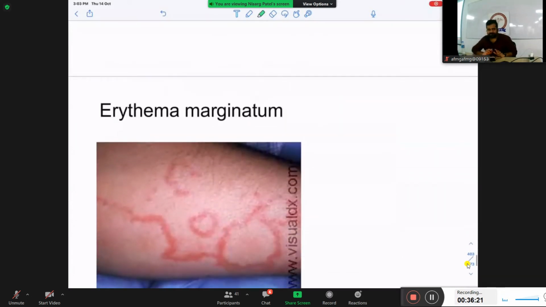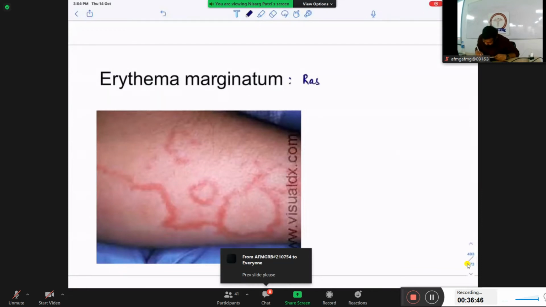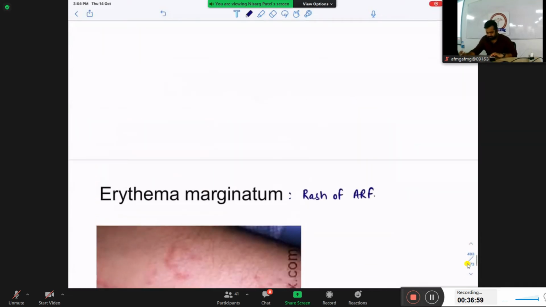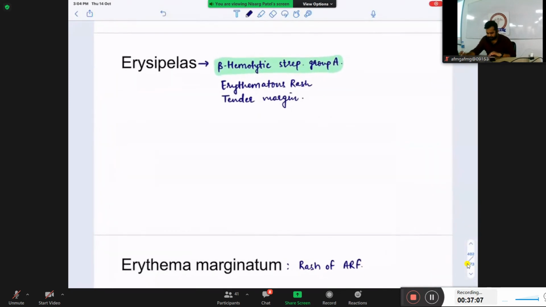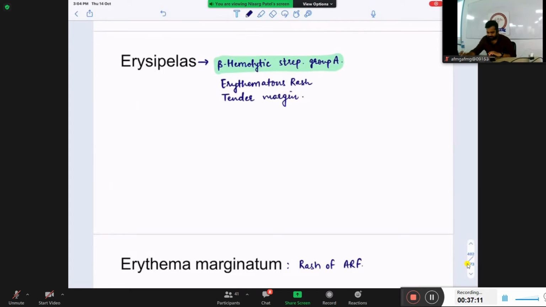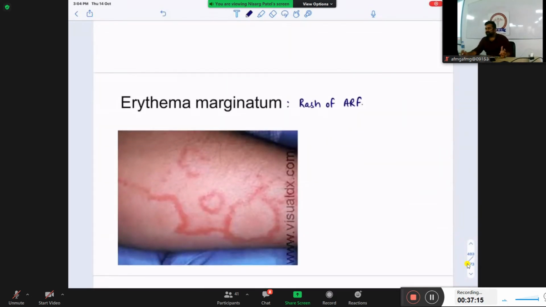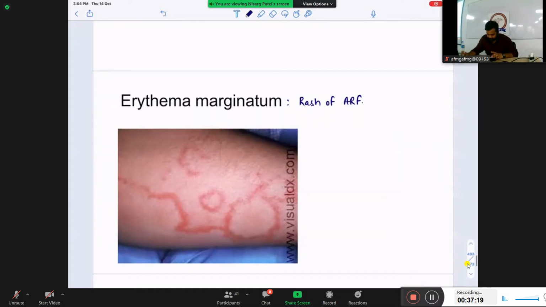Okay, now what is this rash? Erythema marginatum. You must have heard of this rash, erythema marginatum. It is a rash of acute rheumatic fever. The previous slide only mentioned erysipelas. Erysipelas, erythema marginatum, a rash of acute rheumatic fever. The positive agent is the same, group A beta hemolytic strep, right?